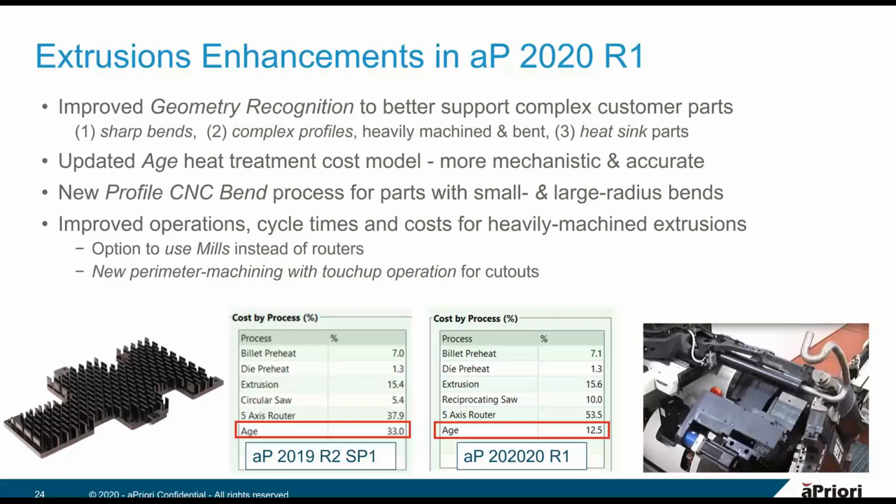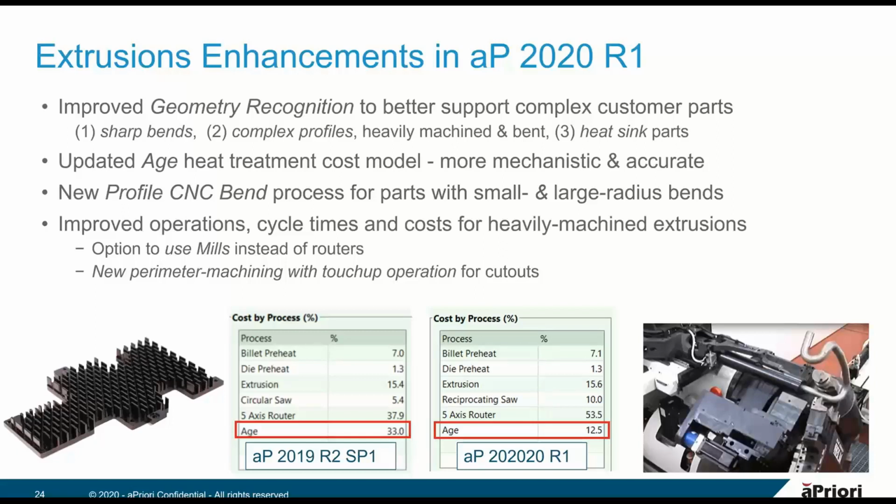Overall that has had the result of lowering the aging cycle times and costs relative to the other processes in the routing. And anybody else who's using that age heat treatment process for other models will also benefit from those improvements. It's not only for extrusions.